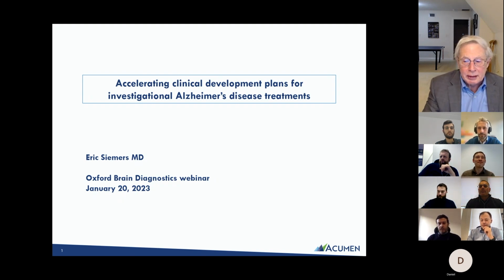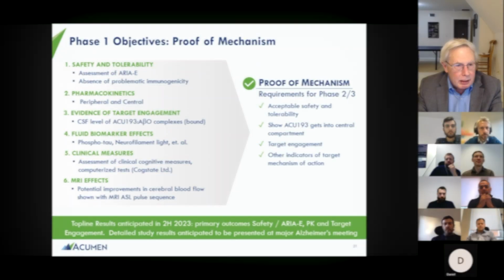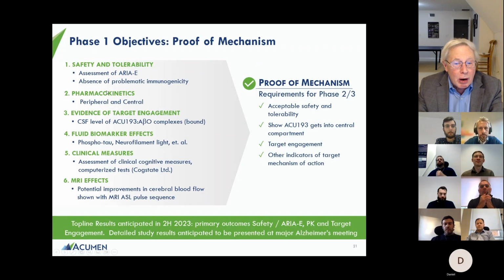Great. Well, thanks for the introduction. Again, for us and our go, no-go decision, we need to have the first three here: the safety and tolerability, PK, evidence of target engagement. And if we get those three things, we can go on to a phase 2-3 study. And I'll talk a little bit about that too.